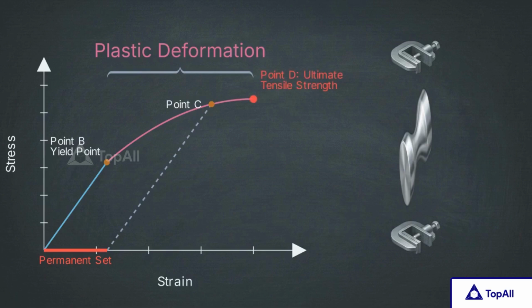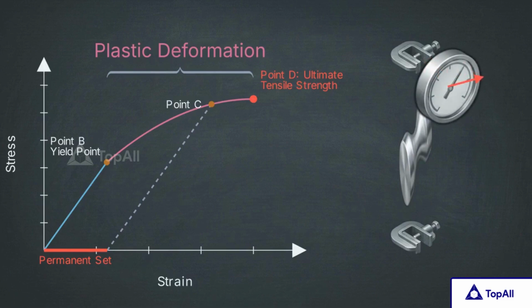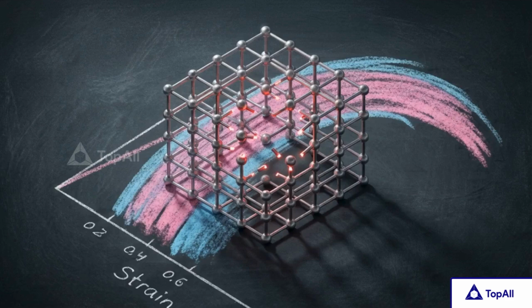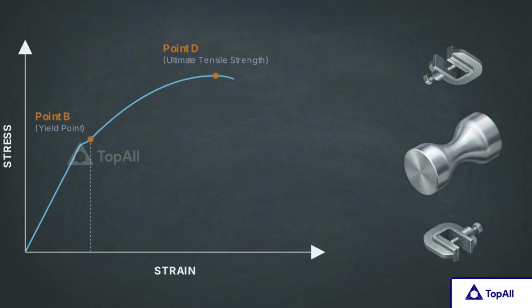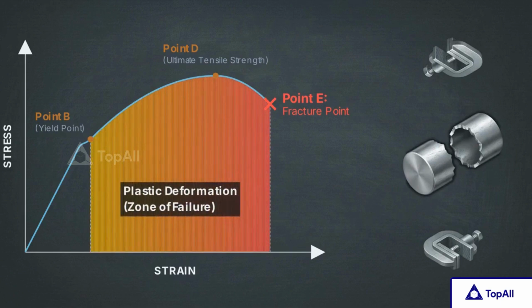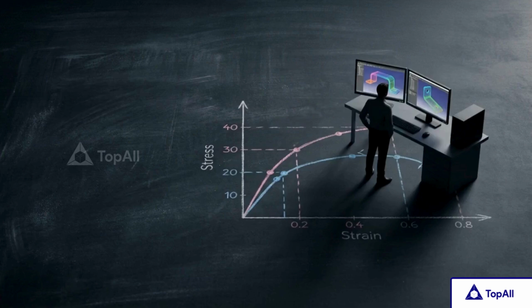This is point D, the ultimate tensile strength. It is the absolute maximum stress the material can endure. Beyond this peak, the material is actively giving up. Even if we reduce the pulling force, the internal structure is already unraveling, and additional strain is produced with less effort. The line drops slightly and abruptly terminates at point E, the fracture point. The metal has officially broken. Everything plotted from the yield point at B to the fracture at E serves as a comprehensive map of structural failure. It's a sequence mechanical engineers spend their entire careers analyzing so they can avoid ever reaching it.